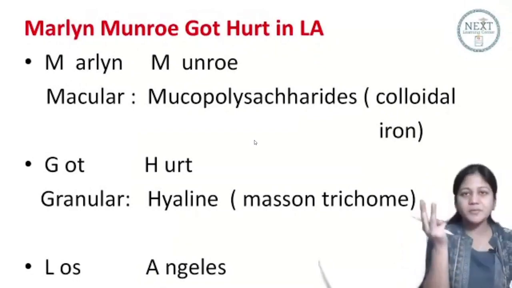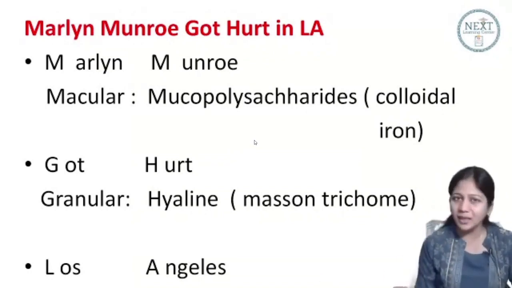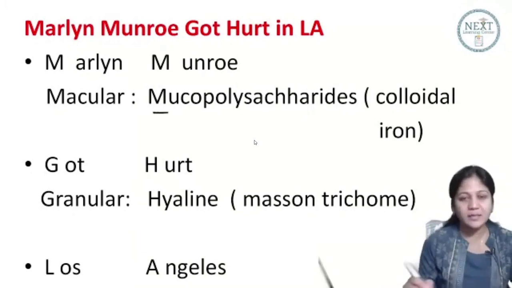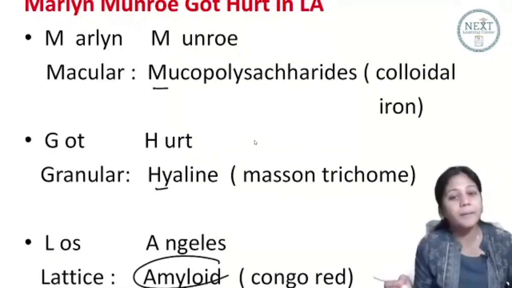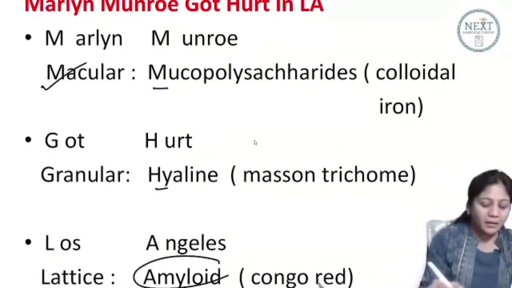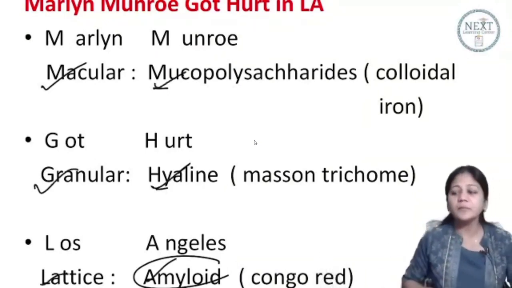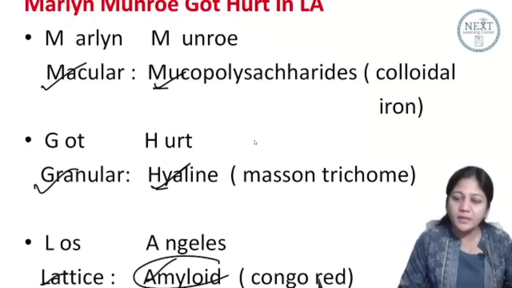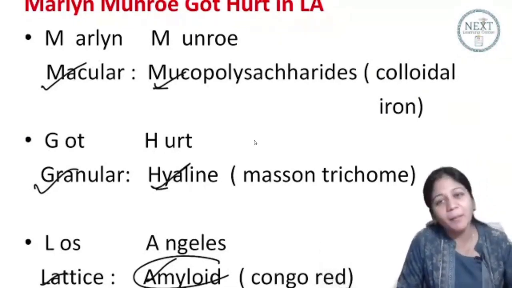There are three types of stromal dystrophies where something abnormal gets accumulated in the stroma of the cornea. It can be mucopolysaccharides, hyaline material, or amyloid material. The three dystrophies are Marilyn Monroe got hurt in Los Angeles. In macular dystrophy, mucopolysaccharides are accumulated. In granular dystrophy, hyaline material is accumulated. In lattice dystrophy, amyloid is accumulated.